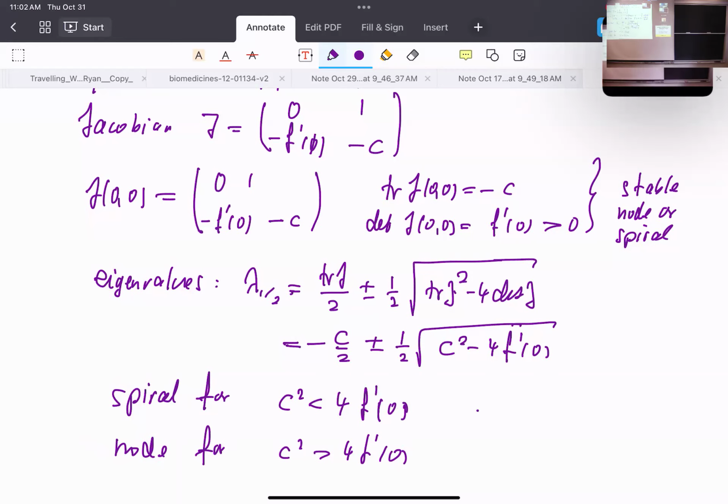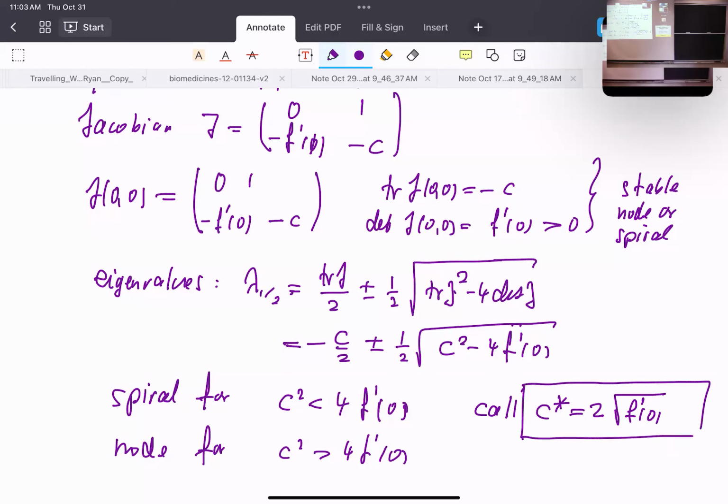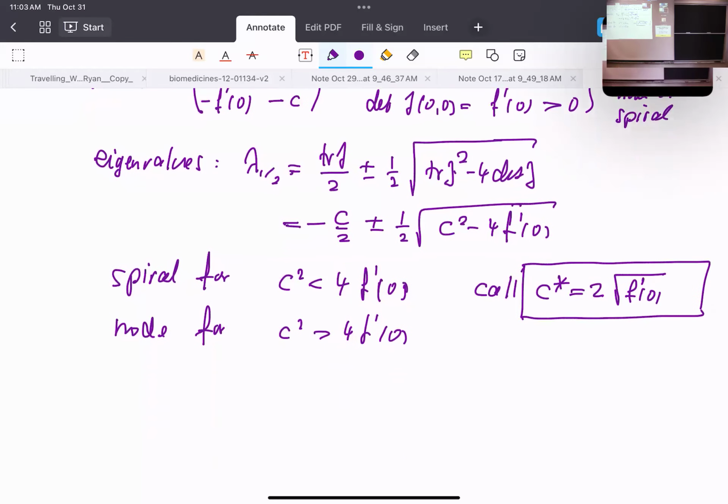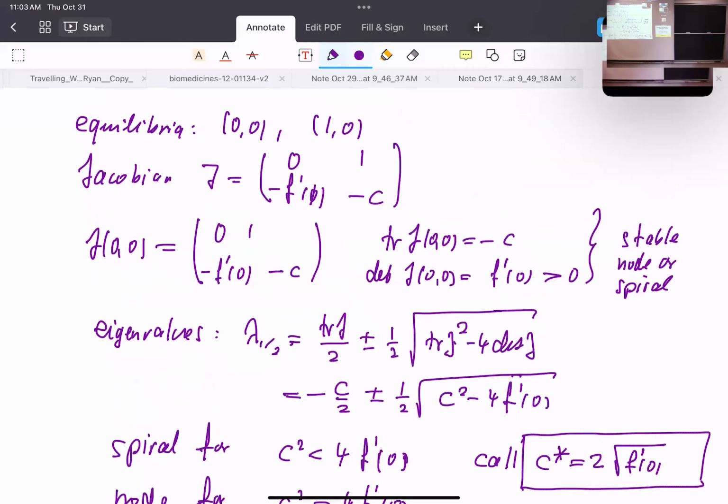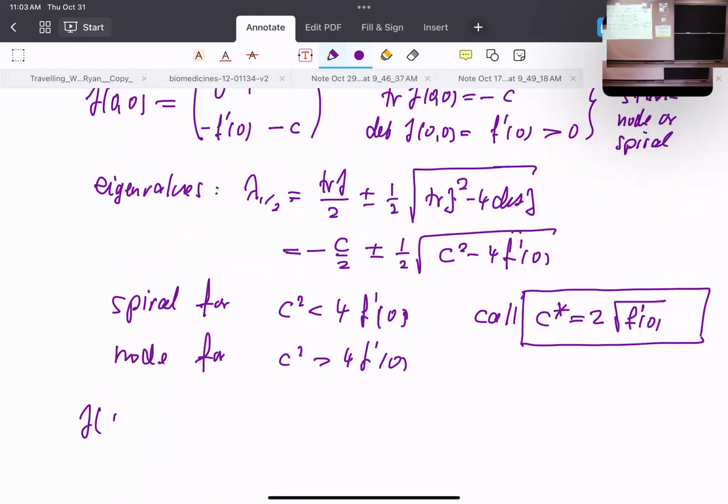Actually, we can already do that here. So we call the critical value c star just to be this 2 times root f prime at 0. I take the root, right, and then exactly where it switches from spiral to node, I call this c star. So let's look at the other fixed point now. I come back to c star after I have done the other fixed point. So J at 1, 0 turns out to be 0, 1 minus f prime at 1 and minus c. And then you can do the thing, etc., and we get a saddle point.